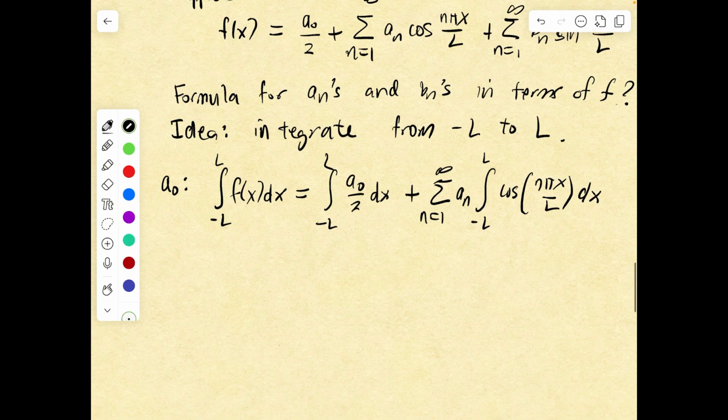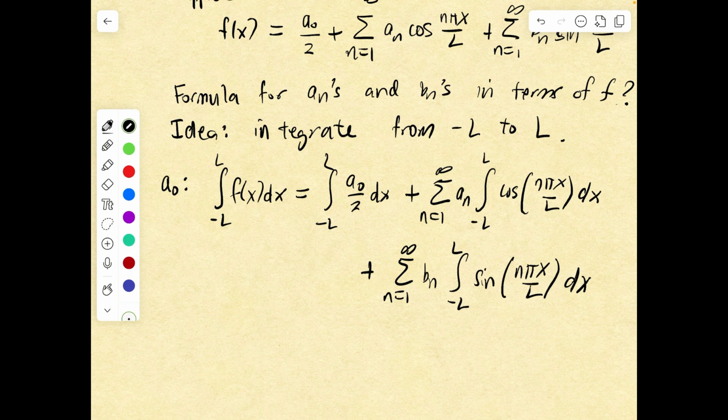First, I'm going to calculate a sub 0. Integrate f from negative L to L. Now we're going to integrate the right-hand side.